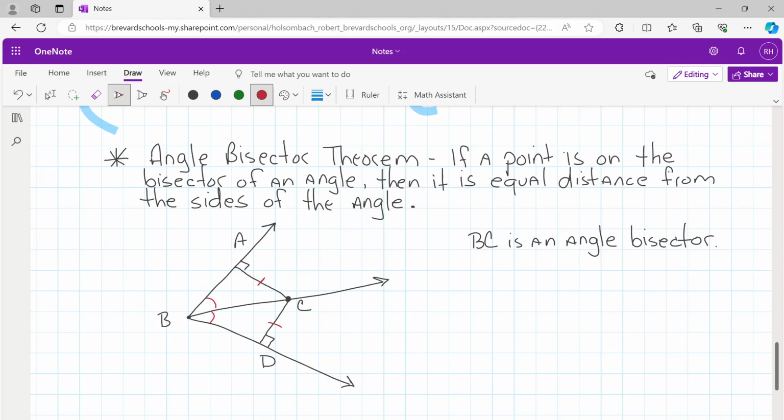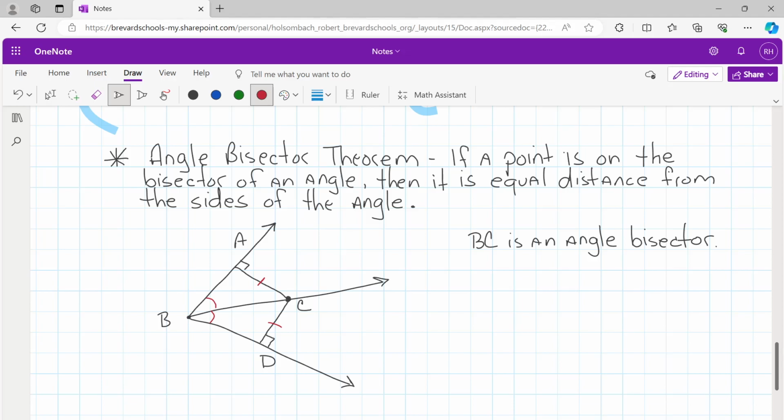See how that works? Very similar to yesterday's theorem. Yesterday's theorem stated that if a point was on the perpendicular bisector of a segment, then it was equal distance to the endpoints. This says if a point is on the bisector of an angle, then it's equal distance to the sides of the angle.